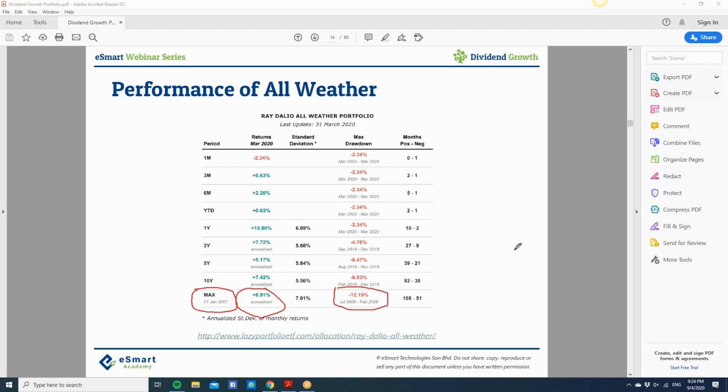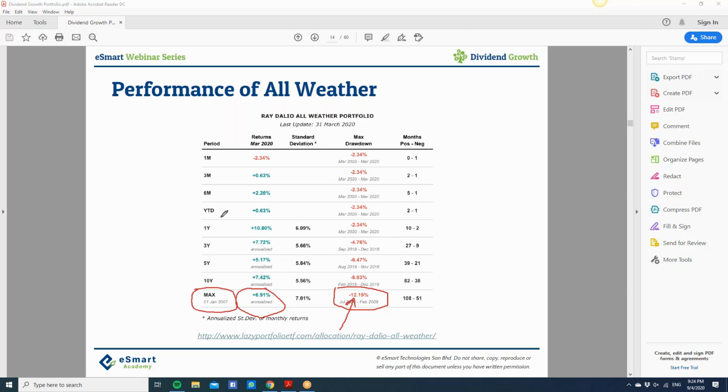Okay, this includes the subprime mortgage crisis, which is 2008, right? We know the US subprime mortgage, where the stock market tanked. But this portfolio, you can see, yes, it also gets affected, but the loss of it is only 12%. Okay, so the volatility of it definitely is quite controlled.